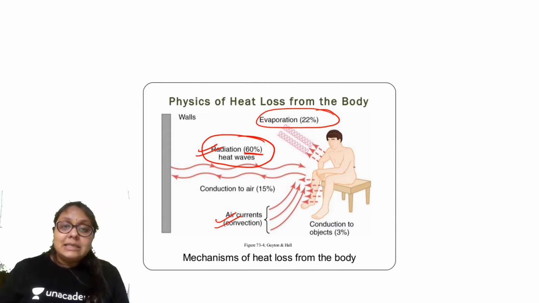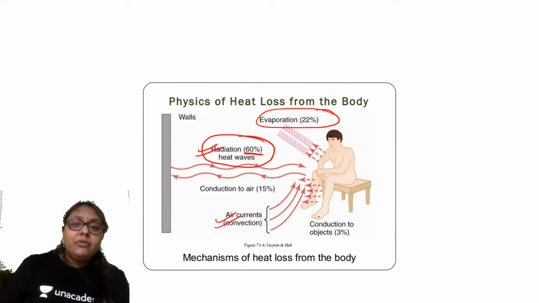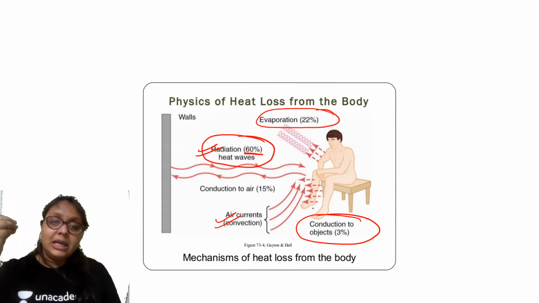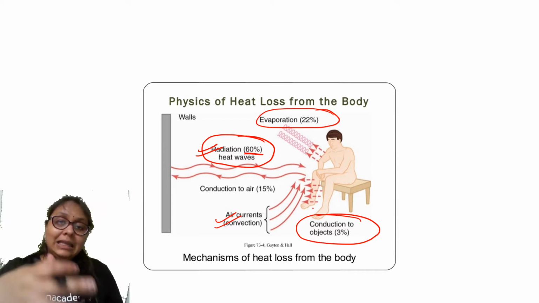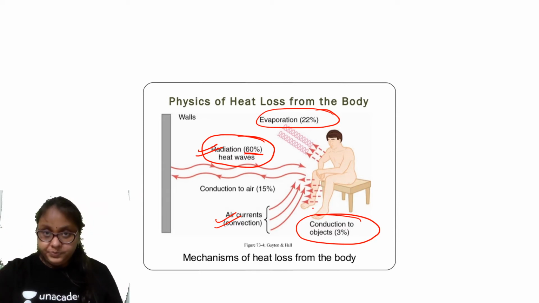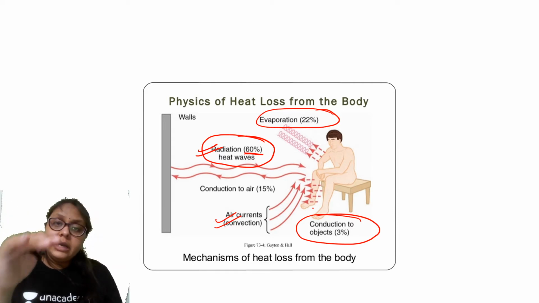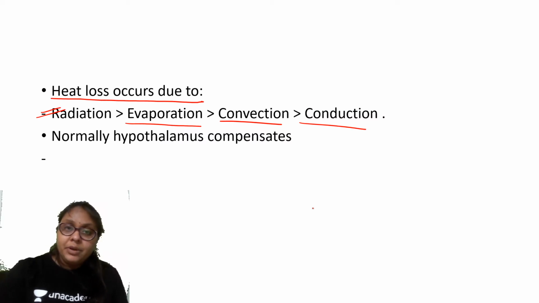Conduction, for example the OT tables: if they are cold and the patient is in contact with that, there will be heat loss, and that is because of conduction. Radiation is because of the heat waves. If the surrounding temperature is cold, the body will radiate heat, and therefore there will be loss of heat. Then evaporation, convection from the surrounding air currents, and conduction, if the body is in contact with a cold surface, there will be loss of heat. So all these mechanisms cause heat loss during anesthesia.